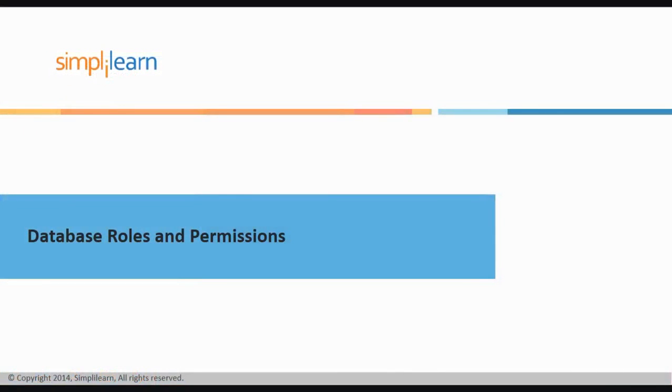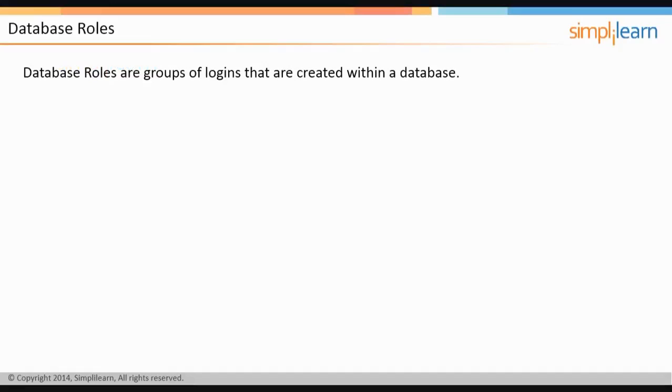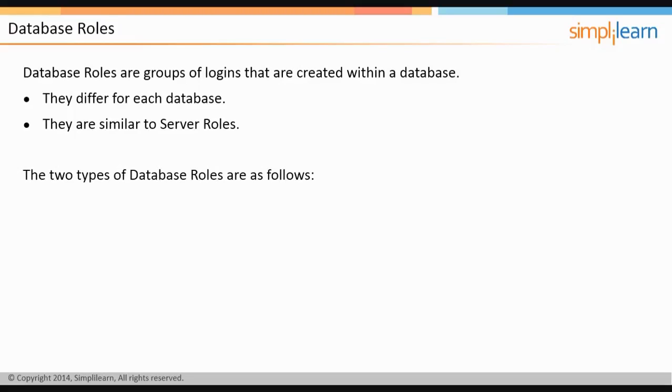In this section, we'll see how the same set of security options work at the database level. We've seen the server level settings till now, so we can now proceed to the database level ones. Let us first understand database roles. Database roles are groups of logins that are created within a database. Each database can have a different set of roles. Database roles work similar to how server roles work, and even have two different types: fixed database roles and custom database roles. In the next screen, we will learn about fixed database roles.